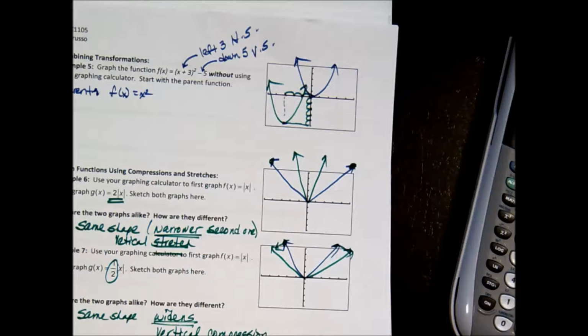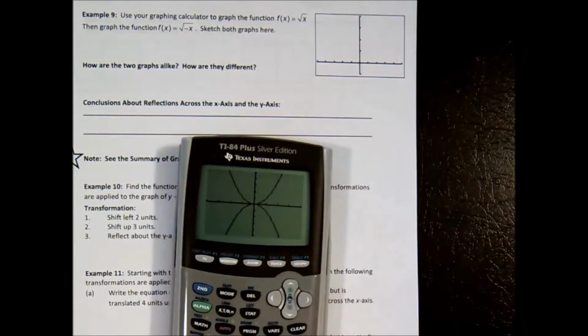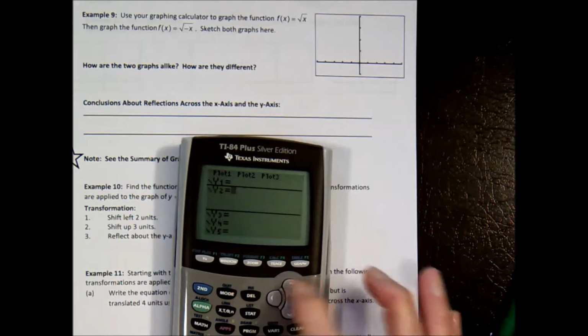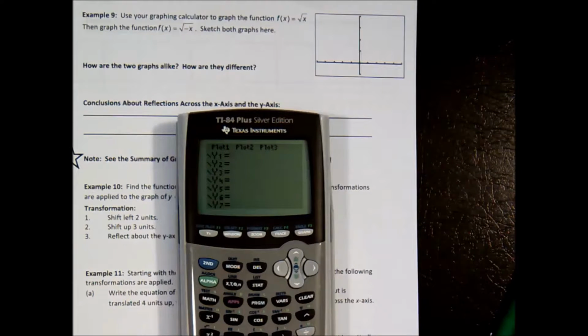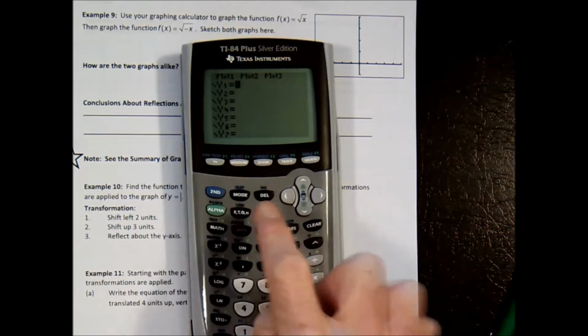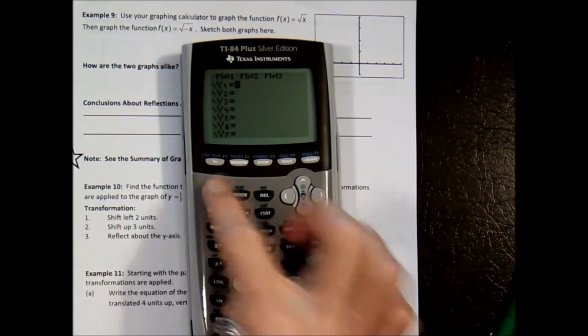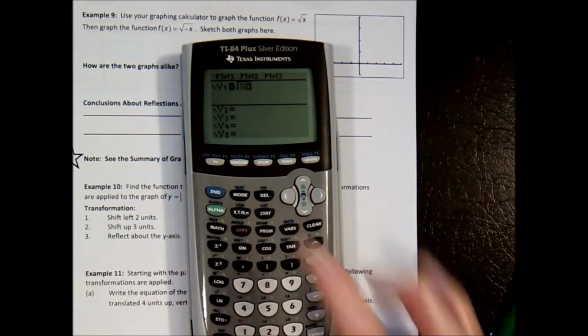Let's look at our next little discovery that we will do. Go into your y equals, and on this one, we'll use a different function. We're going to use square root of x. So go into y equals, hit clear for both functions, go back up to y1, and let's put in square root of x. Square root is right above the x squared button. So we have y1 equals square root of x, hit enter.